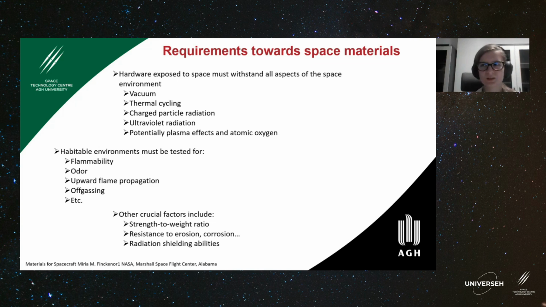So shielding using, for example, water is implemented on the ISS, and in space bases, maybe regolith could help in shielding against radiation, like thick regolith walls, basically. Also, plasmatics and atomic oxygen can endanger equipment in space and lead to oxidation. When it comes to habitable environments, flammability is an enormous concern.